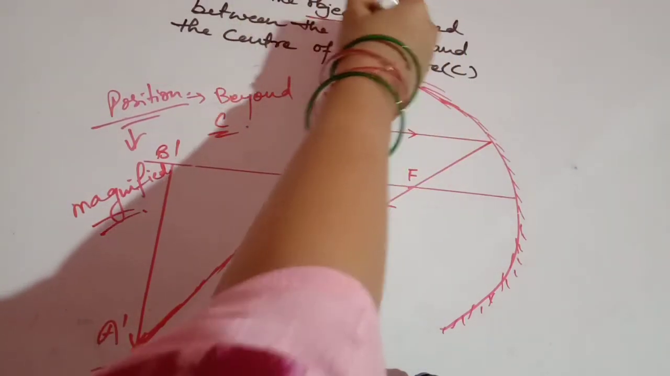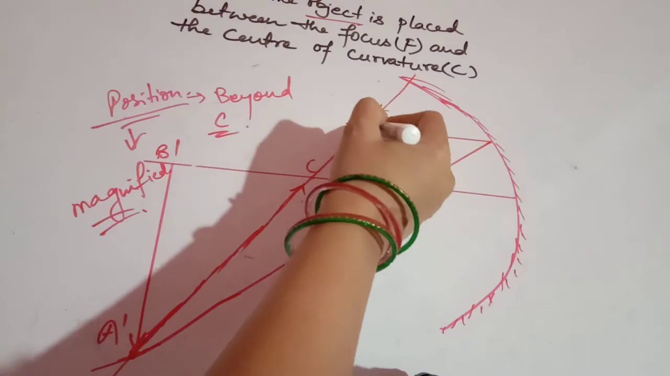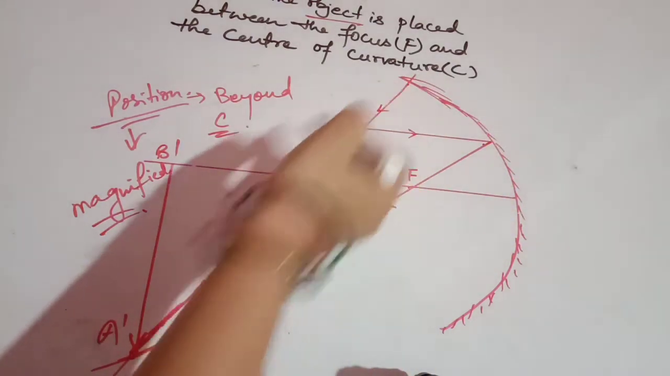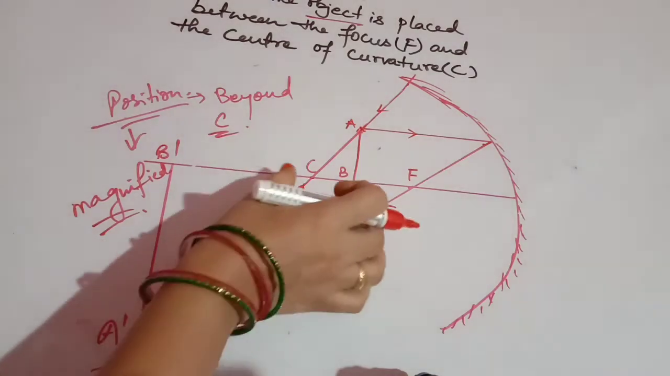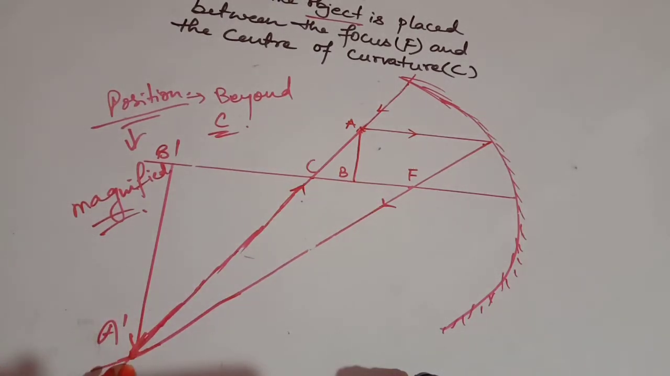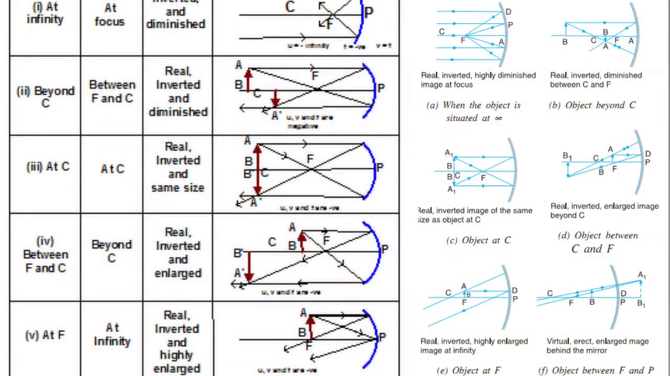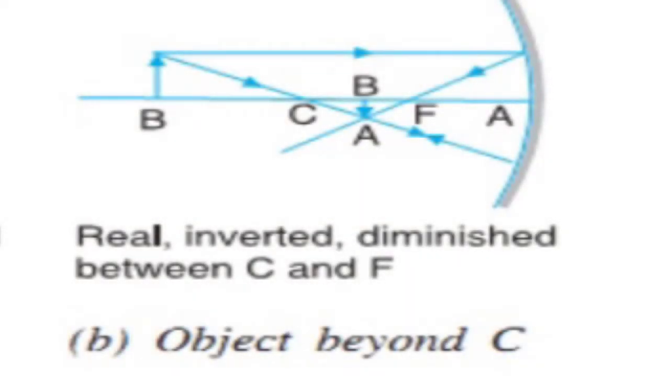Where your object is placed, you just see the position. Just draw two incident rays. You follow the basic three rules, and when your reflected rays cut, at that point you will get the image. Look, all these are the conditions of the images formed by a concave mirror for different positions of the object. Two positions we discussed, many other positions are there. If the object is beyond the center of curvature, then the image will be between the focus and the center of curvature. The nature and size is real, inverted and diminished. Diminished means it is very small.